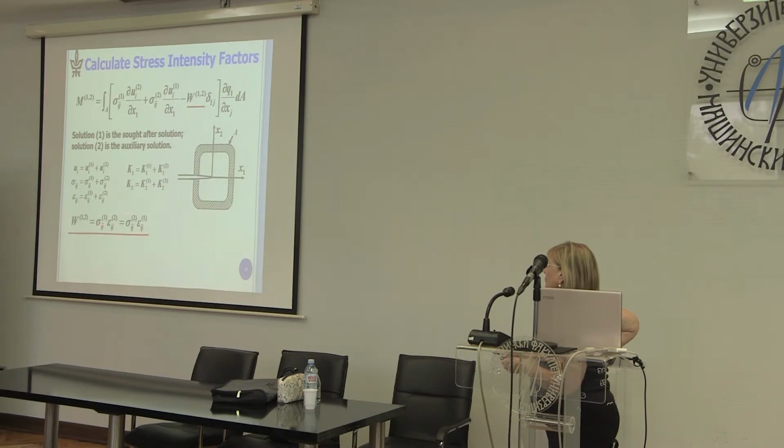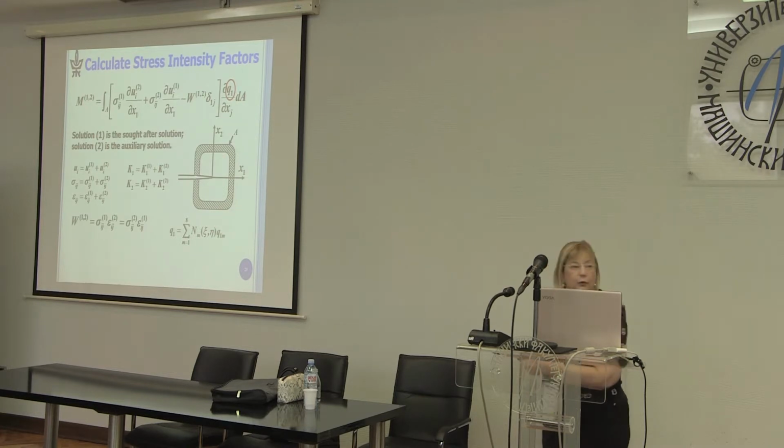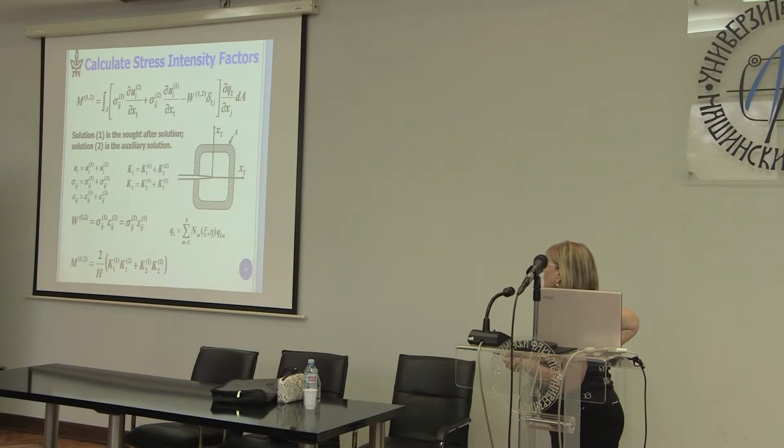And I tell you that W12 is either sigma 1 multiplied by epsilon 2 or sigma 2 multiplied by epsilon 1. And q we write out in terms of shape functions. Those of you who are familiar with finite elements, we then have to choose this vector in 2 dimensions. It has eight entries, q11 to q18, and this gives us the virtual crack extension. If you want to know how to use it, we've written a lot of papers, and you can see how we do that. And we can show that there are 2 expressions for M.